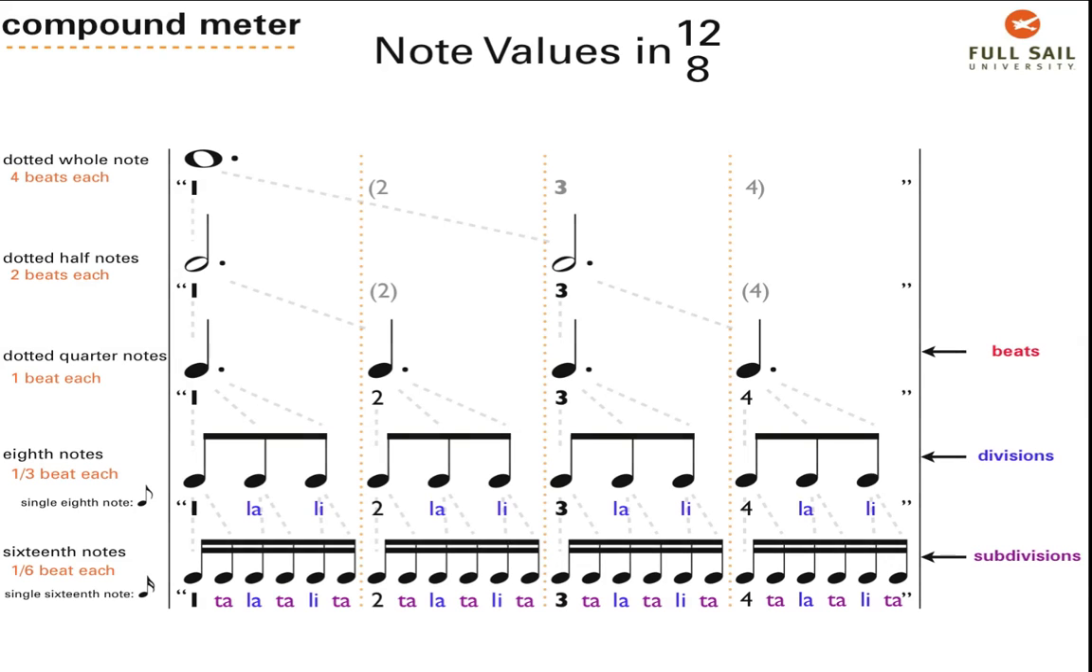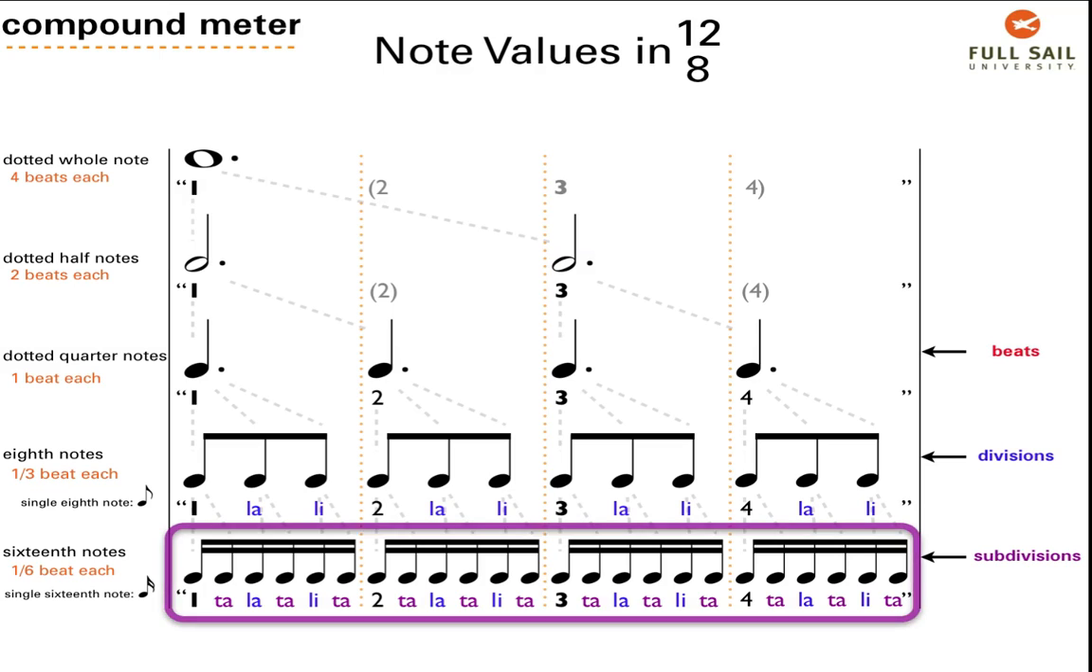Here is a chart of note values in 12/8. The same note values are used in 6/8 and 9/8 with the exception of the dotted whole note, which is too large to fit in a bar of 6/8 or 9/8 because it takes up 4 beats. This should give you a clear picture of how each level of note value is derived from the one above it. As you can see, a dotted half note is equal in value to 2 dotted quarter notes, thus it lasts for 2 beats. Let's look at the level of the subdivision.